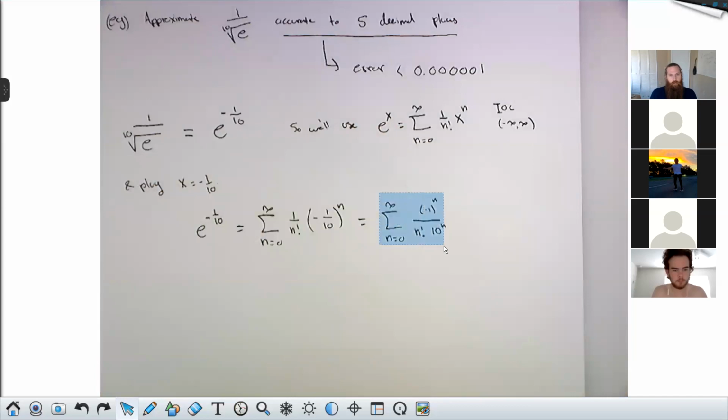So this series, which is now just a regular numerical series, right, no variables, converges because the IOC is negative infinity to infinity, and I plugged a number from that interval in. This series converges to this number. And the question is, how many terms of this series do I need to use to get this accuracy? Questions so far?